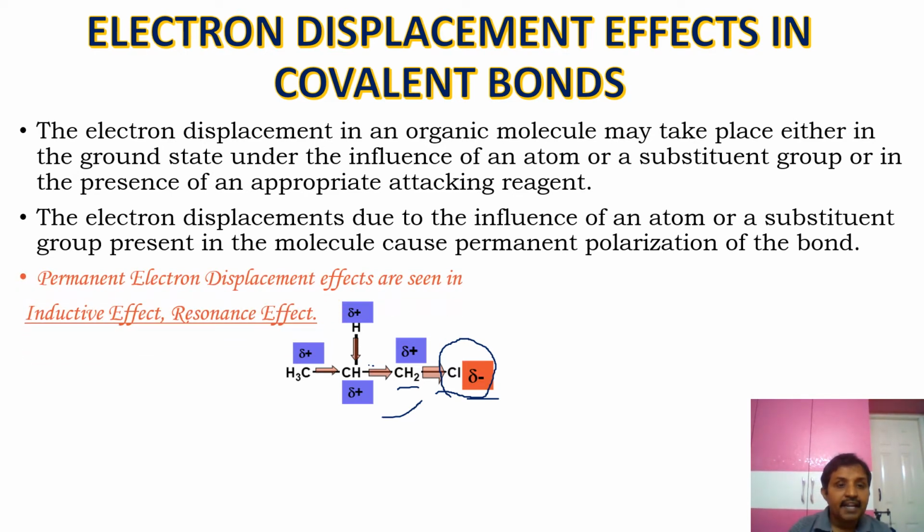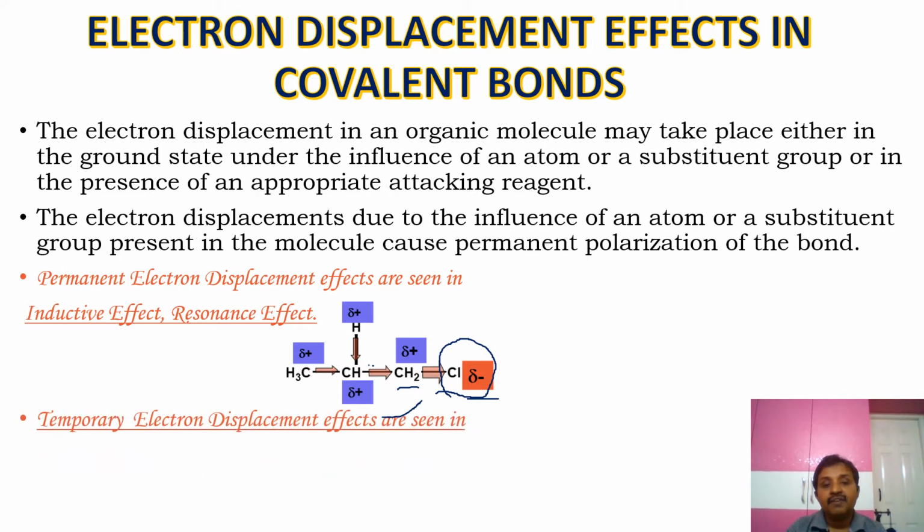The permanent electron displacement effects are called the inductive effect and resonance effect, which are due to the presence of a substituent. The temporary electron displacement effect is seen in the electromeric effect. When electronic displacement takes place in the presence of an attacking reagent, such electronic displacements are called the electromeric effect. Okay.